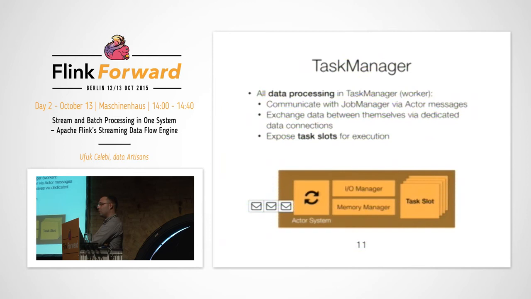So if you have a program and want to execute it with a higher parallelism than you have cores in your system, it's a bad idea anyways. So what you usually do is you set the number of task slots on the task manager to the number of cores you have. So, yeah.